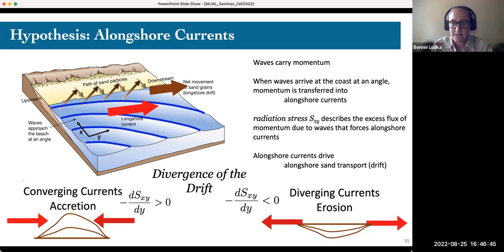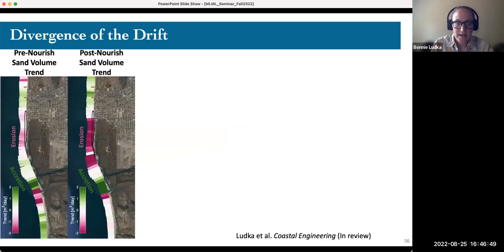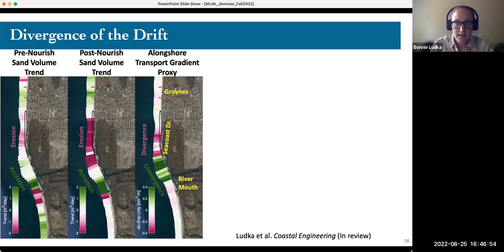And again, we can relate that to the radiation stress gradient, which we often call divergence, a proxy for the divergence of the drift. Okay, so let's look at how our wave model of these alongshore currents would predict what would happen here. Well, it turns out we see what we might expect, which is that there is a divergence of the currents. Currents are moving away from each other. The alongshore currents are moving away from each other in front of Seacoast Drive, and they are moving towards each other near the river mouth.